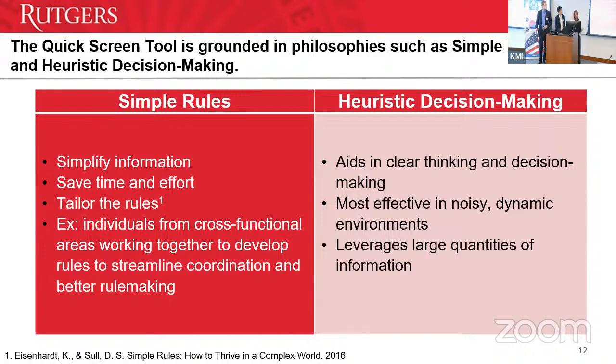An example of this would be having different individuals from different cross-functional areas coming together to help develop rules that can help streamline decision-making processes in a project, so you're not having to regroup every single time a decision needs to be made. And then that feeds into heuristic decision-making, which again works really well when you do have a lot of data, when you do have a lot of information, but you don't have a lot of time. And so it leverages large amounts of information and helps you make really good decisions.